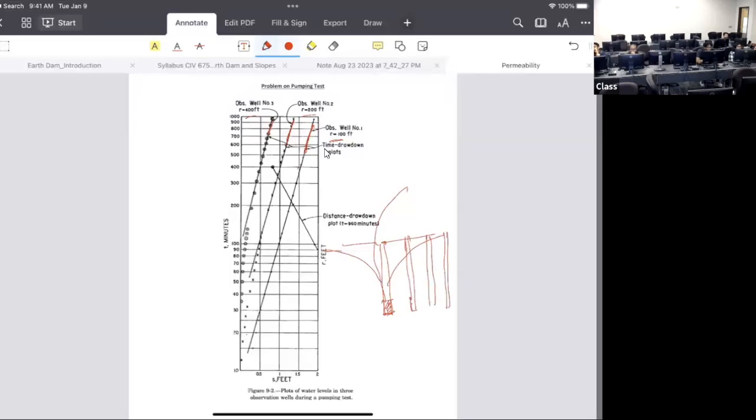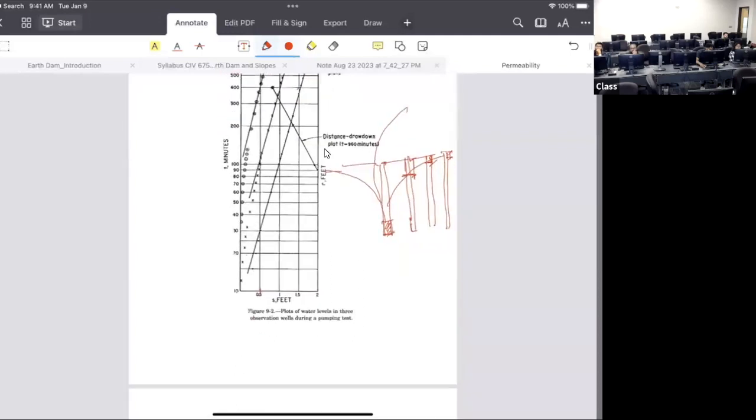In these observation wells, as the time is increasing, this is the S. S is in feet. What is S? S is the drawdown depth. From the top, what is the depth here? This is the depth, and S is the drawdown, whatever the water level is dropping. At different times the water level is dropping, so you can check. If you want to do the calculation, all you have to do is do the calculation at a certain time.